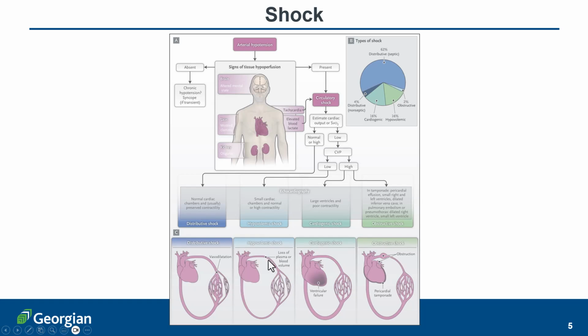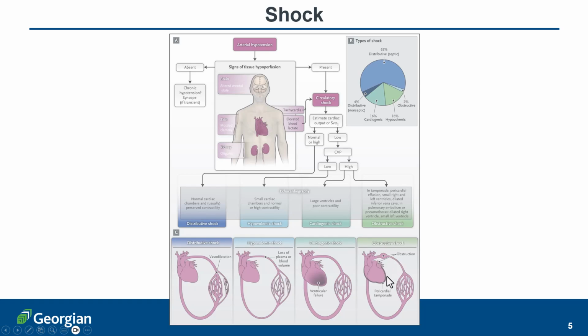For hypovolemic shock, we know it's the loss of either blood in the case of hemorrhage, or plasma in the case of, for example, severe burns or severe diarrhea. You have an effective decrease in circulating blood volume. Cardiogenic shock is because of ventricular failure, so that would be a post-MI complication.